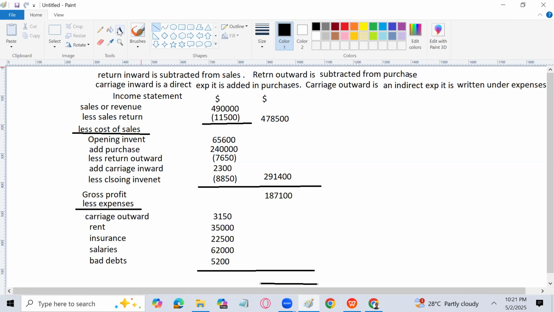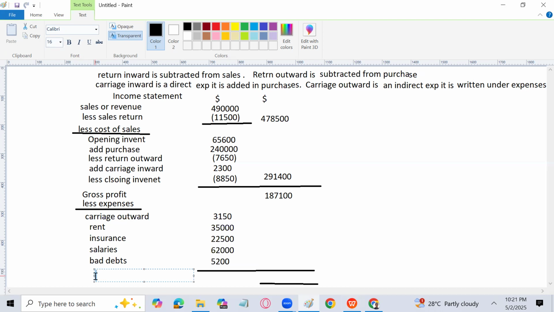And then the question will not be complete. Then we have to prepare the statement of financial position also. Yes, we have to prepare the statement of financial position also, which is the balance sheet actually. Profit we have calculated because it is going to be added to capital in the statement of financial position. So first, let's go for the total of the expenses. All expenses का total हम करेंगे.